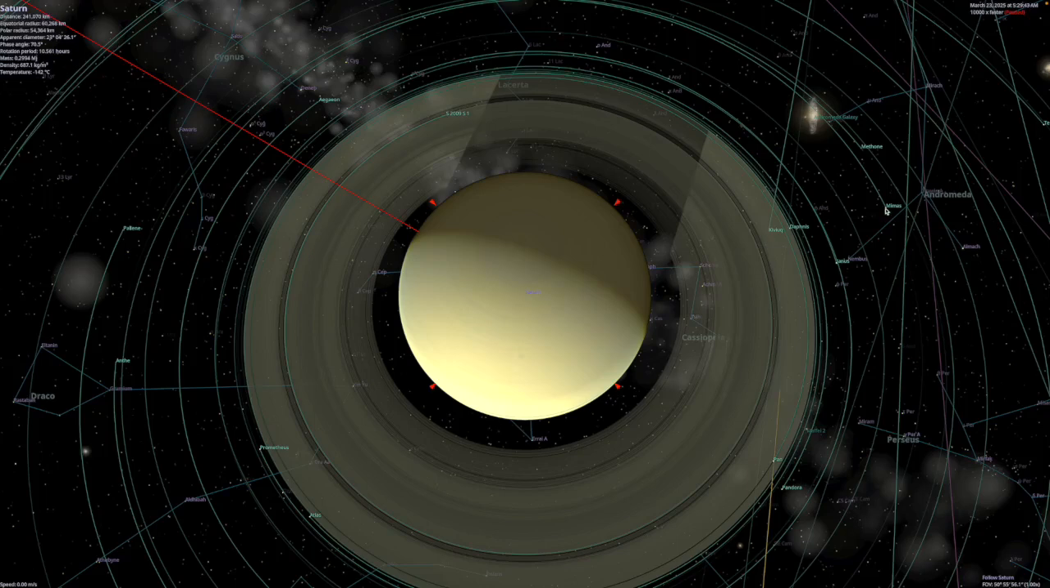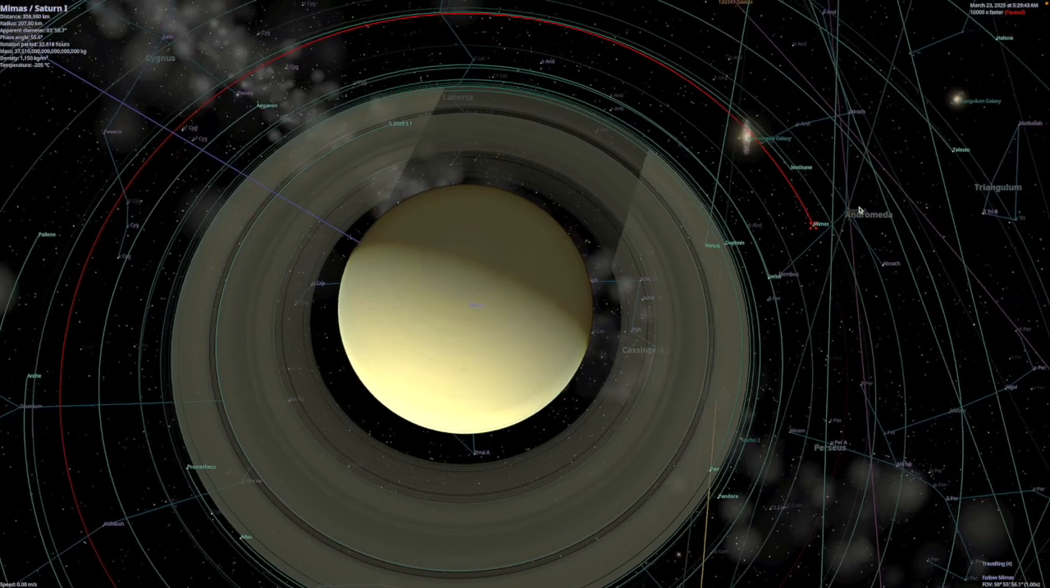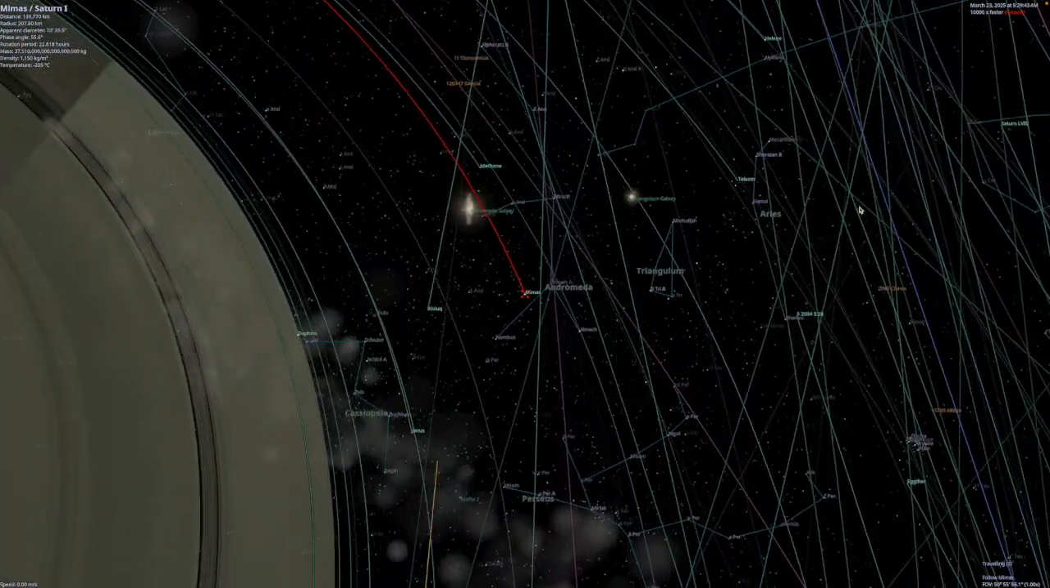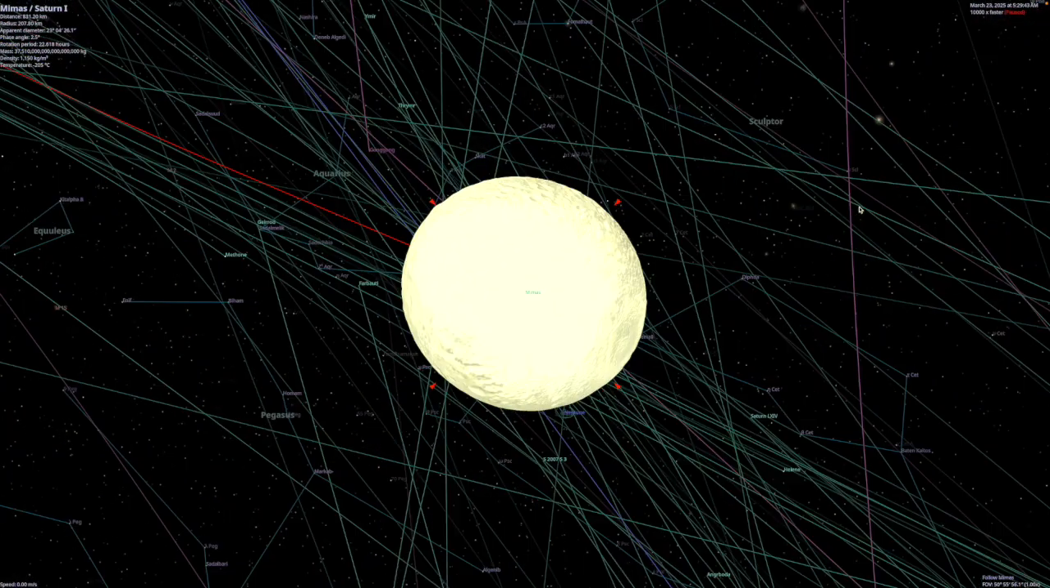It has 7 major moons. First one is Mimas. It's the closest one, and the smallest one, I guess. Mimas barely has a spherical shape, and it's 207 kilometers in radius.